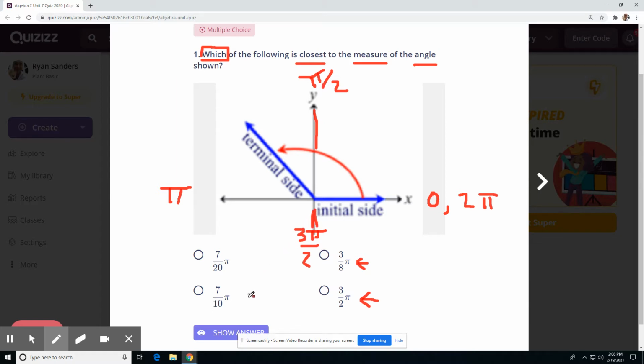It lands right here. The 7 over 10, is that more or less than a half of 10? Is 7 more or less than a half of 10? And then the 7 over 20, is that more or less than a half? Okay, so that should kind of help you with figuring out. And if that doesn't, remember, you just make a common denominator and land it wherever it needs to. Okay, let's move on to the next one.